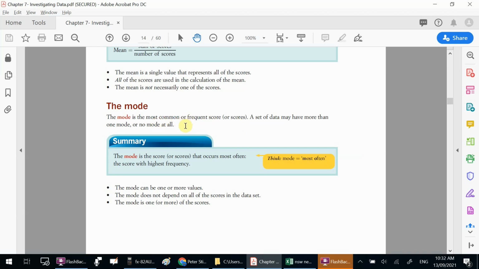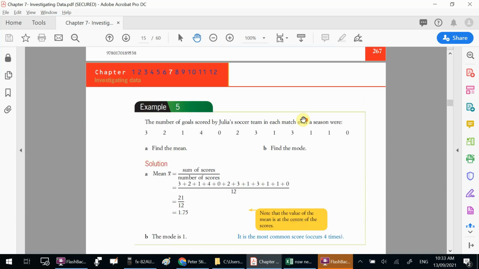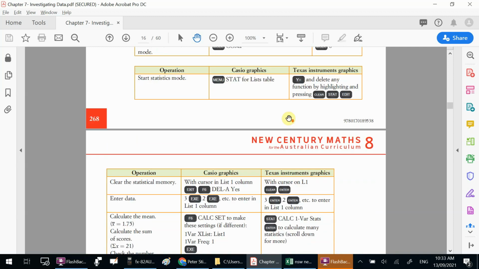Now the thing with the mode is it can be more than one score, or it can be none of them. Just say if a set of scores, every score is the same amount, like if you had 3 3s and 3 4s and 3 5s, then there's no mode. But you can have more than one. I'm just going to skip down here to have a little look.